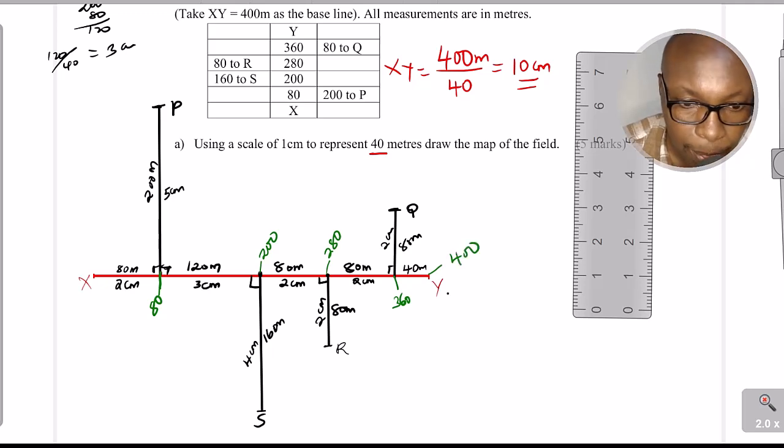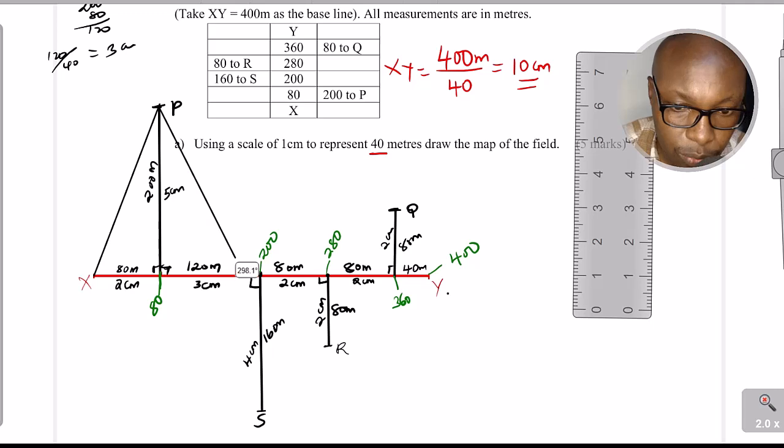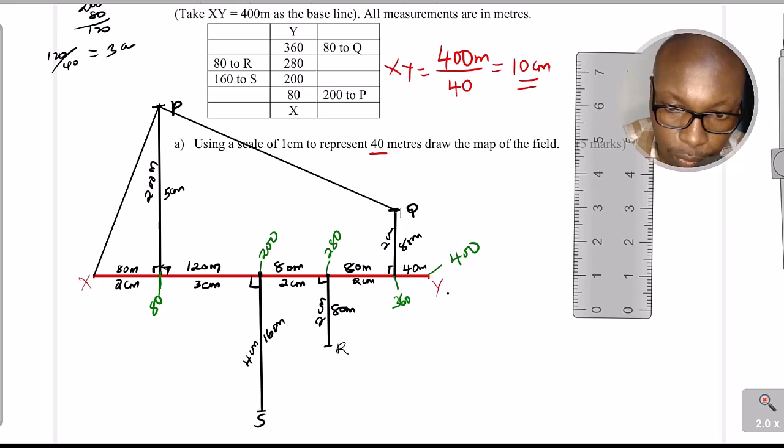Now from there, you join the points. So from X, you join using a straight line. Use a ruler to do this. So from X to P, then from P to Q, you're joining these points. And then from Q to Y, like that.